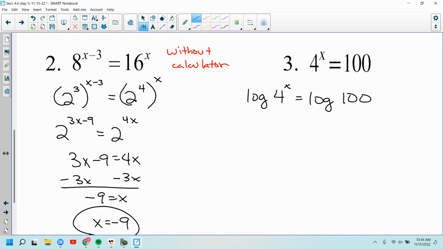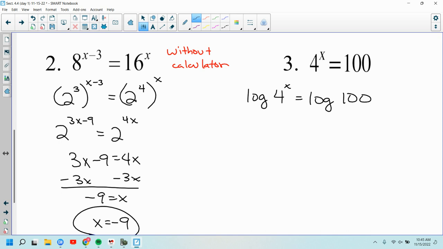Log 100 is 2, and then you can swoop. You can make log 100 into 2, but I'm not going to do that at this point. I'm not even going to swoop, because think about this: what can we do when you have a log and you have a power? The power can become a what? The power can go out in front.